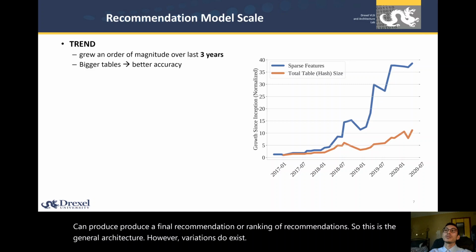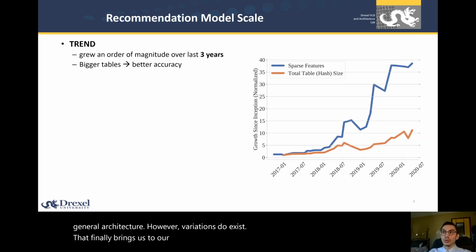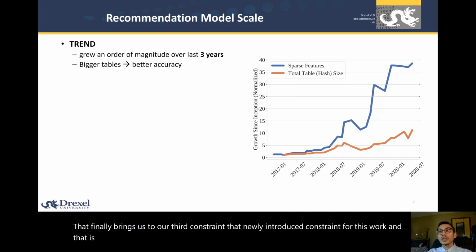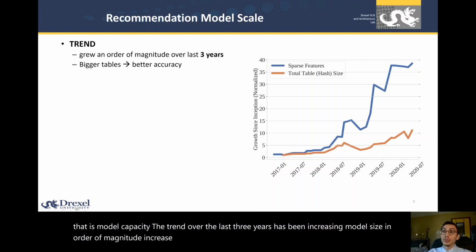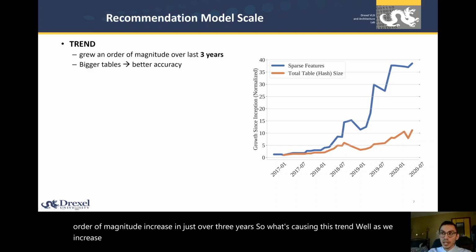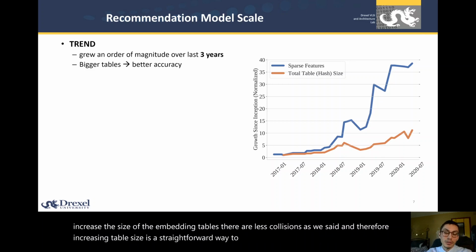That finally brings us to our third constraint, the newly introduced constraint for this work, and that is model capacity. The trend over the last 3 years has been increasing model size, an order of magnitude increase in just over 3 years. So what's causing this trend? Well, as we increase the size of the embedding tables, there are less collisions, as we said, and therefore increasing table size is a straightforward way to improve the accuracy of these models.